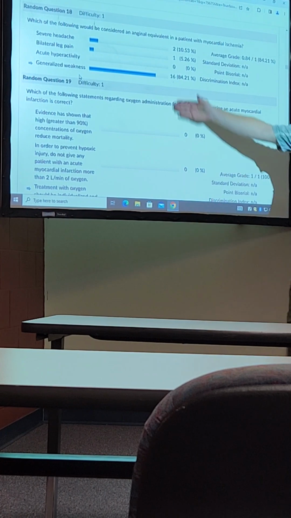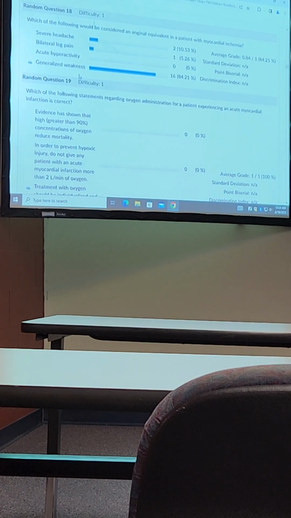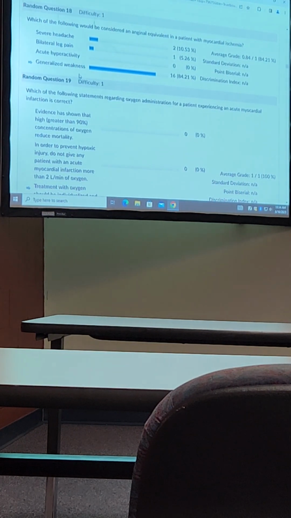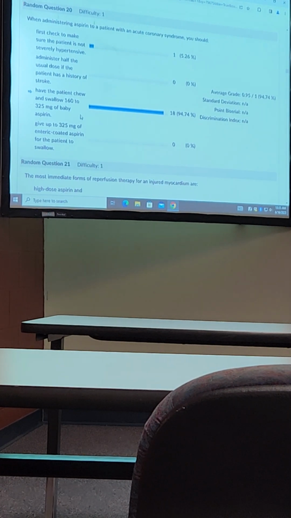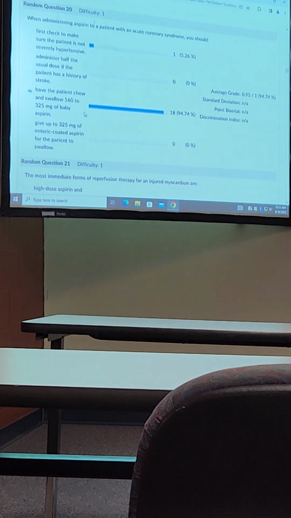Which of these complaints makes you think it might be a heart attack? Generalized weakness because it affects cardiac output. Statements regarding oxygen in the patient with a heart attack, right? Individualized and titrated to maintain a SAT above 94. Nobody missed that. When giving aspirin, you should swallow 160 to 325 milligrams of aspirin. This may have confused some of you. This is actually the dose if you read it, but everybody talks about baby aspirin, and 2 baby aspirin would be 162. But officially the dose range is 160 to 325.